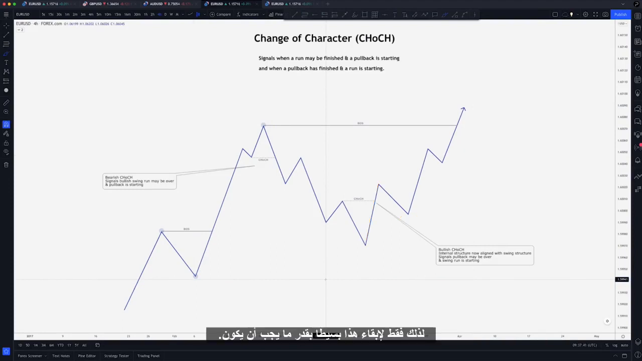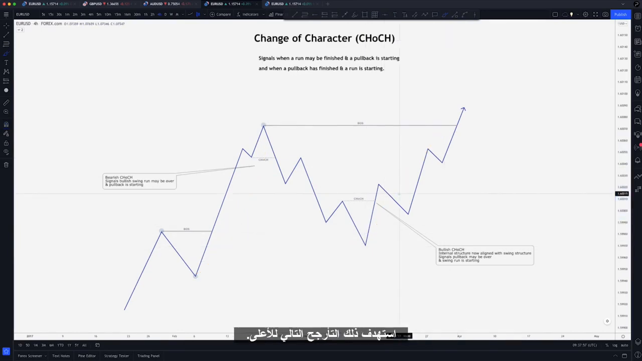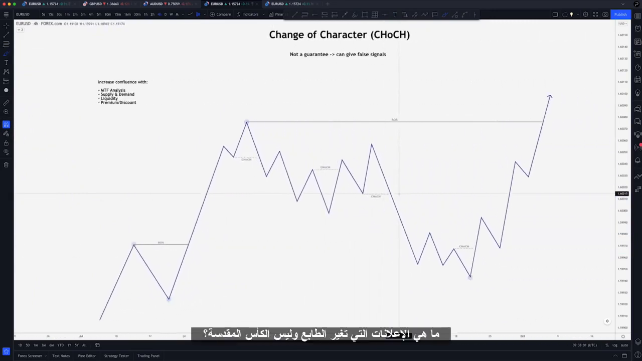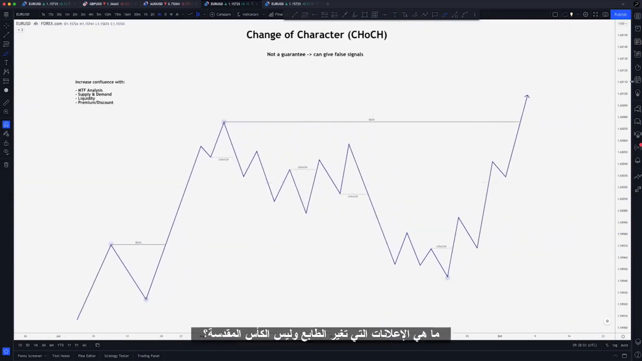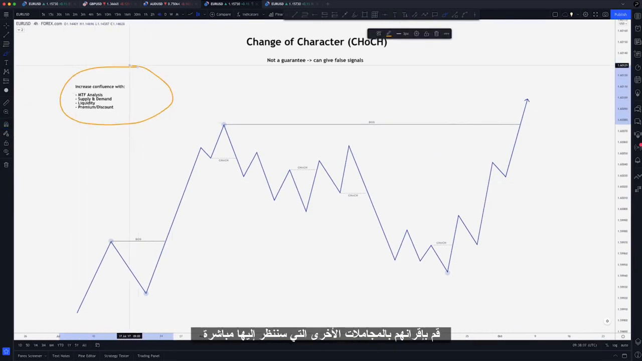So just to keep this as simple as it needs to be, we look for those internal changes of character to help us know when this swing run has ended, when we can then start to anticipate the pullback, and then when we can anticipate that pullback has now finished, and we can anticipate that higher low is formed, and we can start to target that next swing high. Hopefully that makes sense. Now, what I want to add is changes of character are not the holy grail. Obviously, they can give you false signals, and that is why you need to pair them with other complements that we're going to look at right in the next few videos.